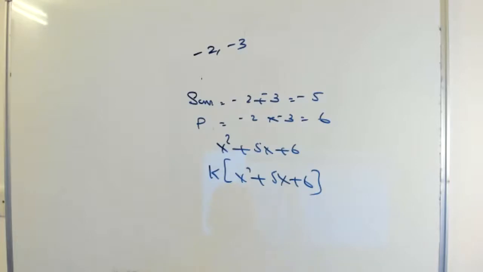Are you okay? First you write x square plus 5x plus 6 is one of the polynomials. Then write in general, k into x squared plus 5x plus 6, where k is any non-zero real number.